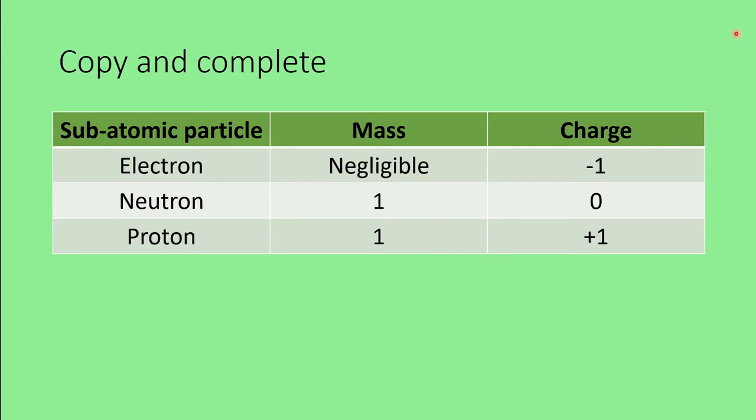Okay, so hopefully these are the answers you should have got. The electron has negligible mass, once again that means very, very low mass, and charge -1. The neutron has mass 1 and no charge, and the proton mass 1 and charge +1. Now it's really important that you are able to recall all of the information on this table. You will be asked this in your exam, both the mass and the charge of these 3 particles.